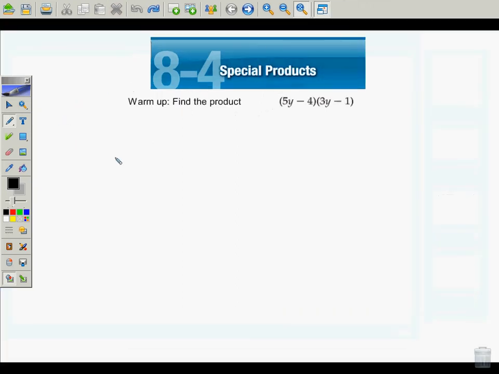So for this lesson, we're going to be talking about special products. And before we start talking about special products, let's remind ourselves how to find the product of a binomial times a binomial. Remember, this is where we used our FOIL method, as long as it's a binomial times a binomial. First times first, and I'll go ahead and draw the arrows in.